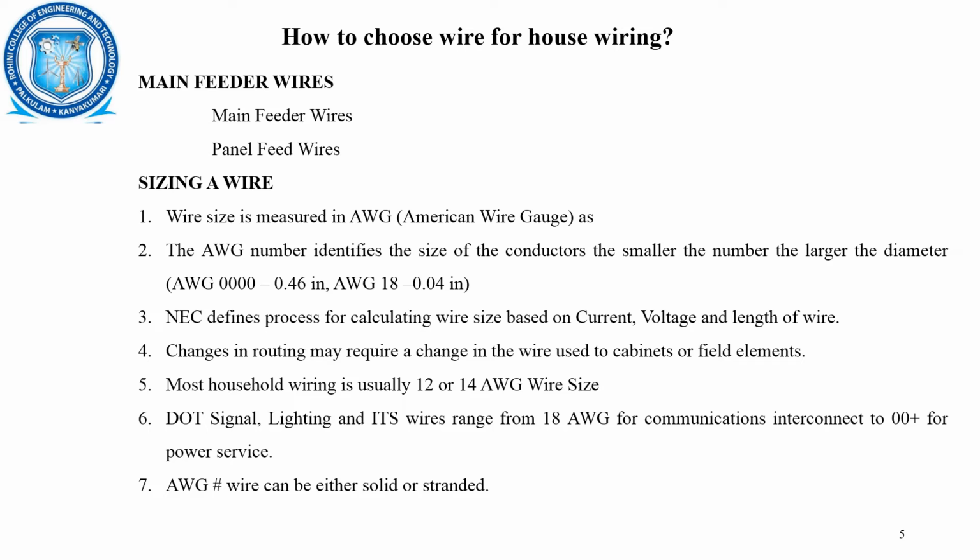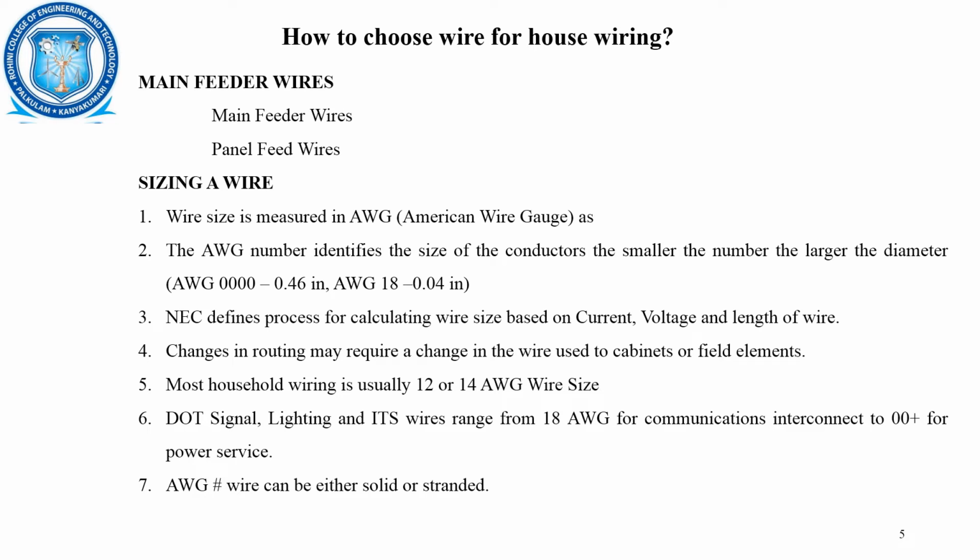The NEC defines the process for calculating the wire size based upon the current, voltage and the length of the wire, because the current and the length of the wire will determine its resistance value, and hence the size of the wire can be determined from that, because R = ρL/A. Here ρ is the resistivity, L is the length, and A is the area. In order to obtain the resistance value, you can use the current and voltage parameters. From this, the area, that is the wire size, can be calculated.